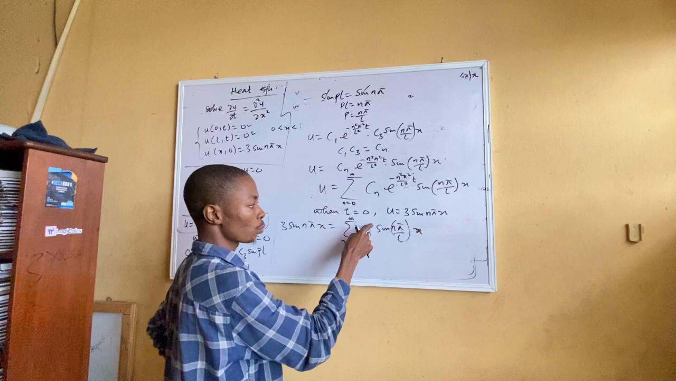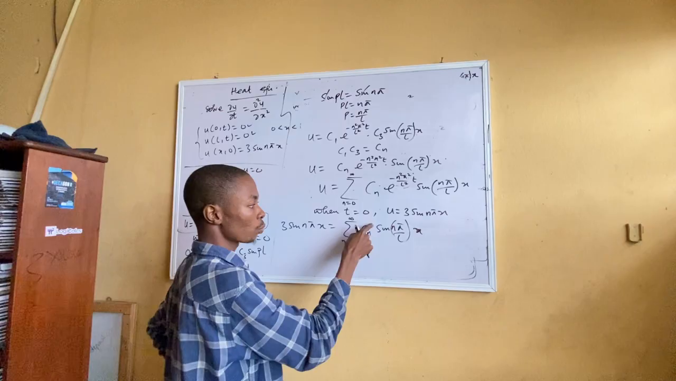So what are we going to do? Sine cancels sine, n pi cancels n pi. Sine n pi x is equal to sine n pi over L x, so n pi x is equal to n pi over L x. N pi cancels, x cancels. That means 1 over L is 1, so L is 1, because nothing will be left here. So L is 1 and Cn is 3, so we are done.